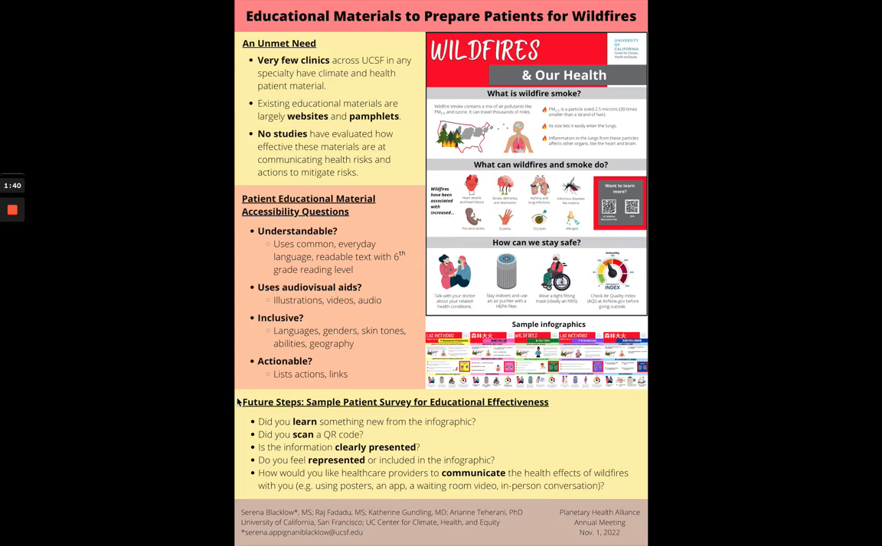So in the future, we'd like to do a patient survey to evaluate how effective these infographics might be. For example, questions we'll ask is, did you learn something new from the infographic? Did you scan a QR code? Is the information clearly presented? Do you feel represented or included in the infographic? And then finally, is the infographic even the right thing? Like, how would you like healthcare providers to communicate the health effects of wildfires with you? For example, using posters, an app, a waiting room video, in-person conversation, or, of course, infographics.